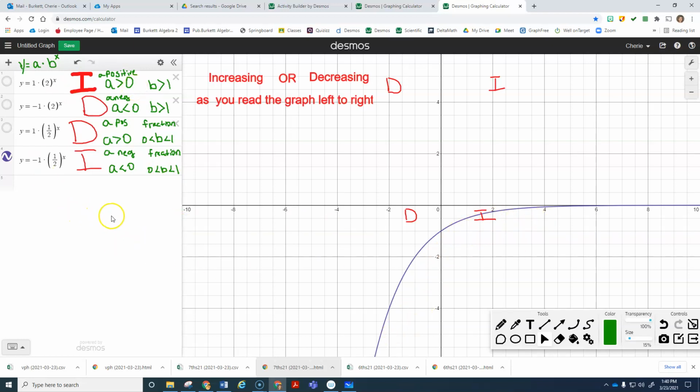So now you have to do the same thing on your Desmos activity. Go look at the equations and determine if it's increasing or decreasing.